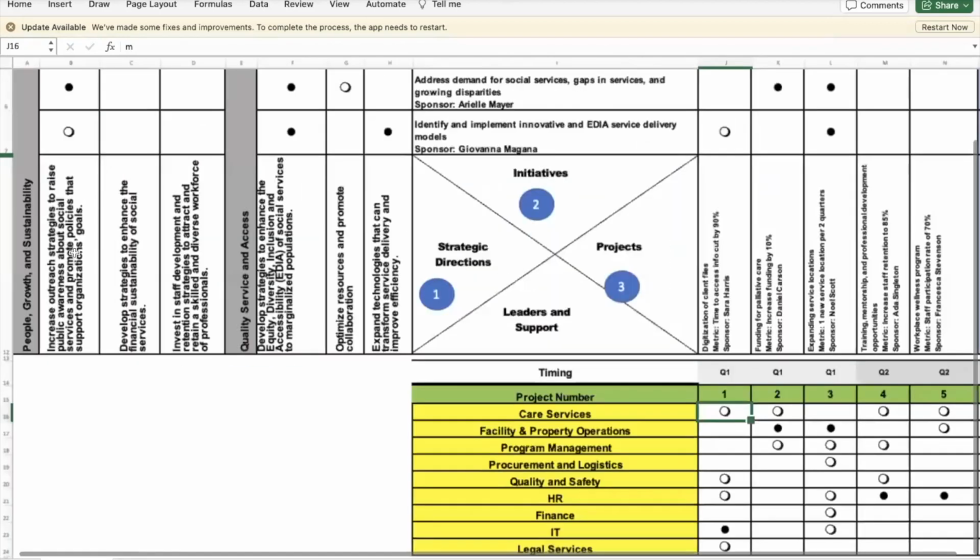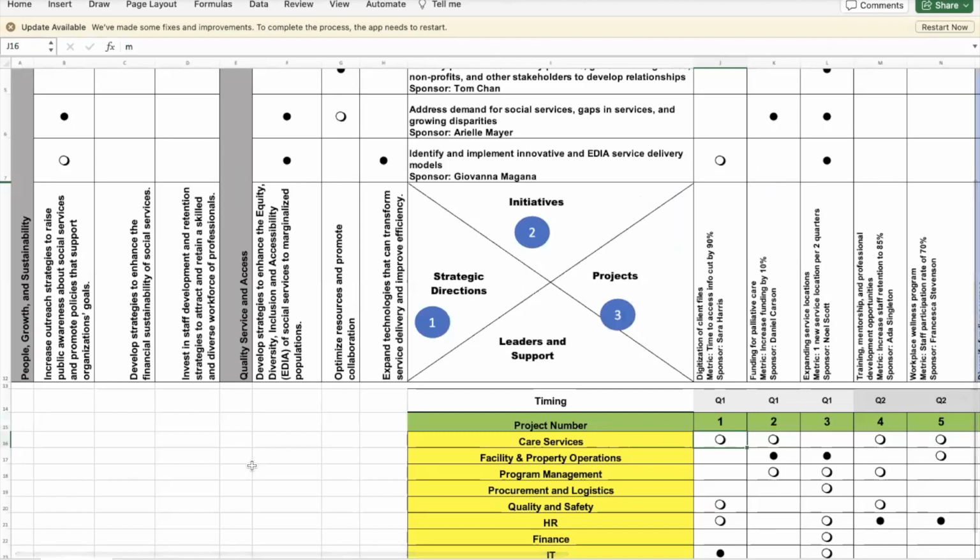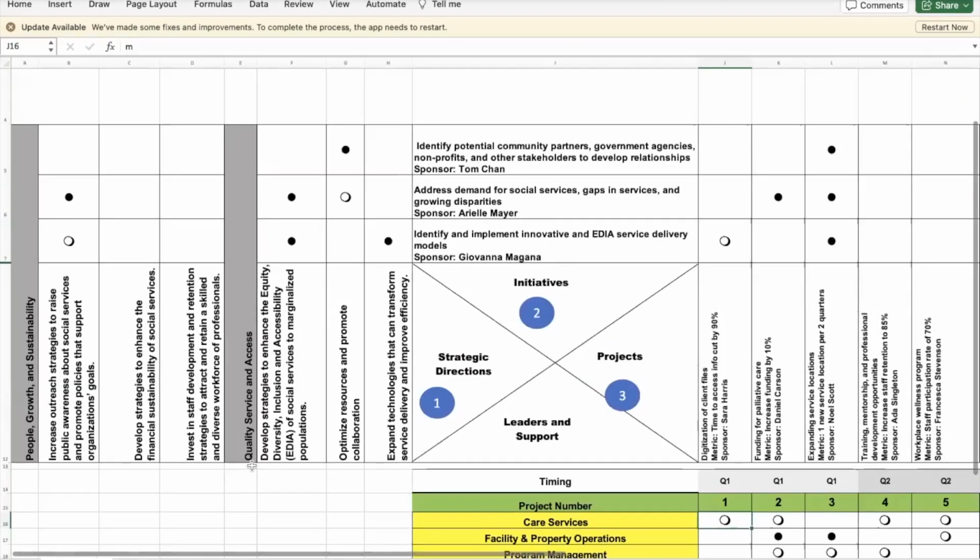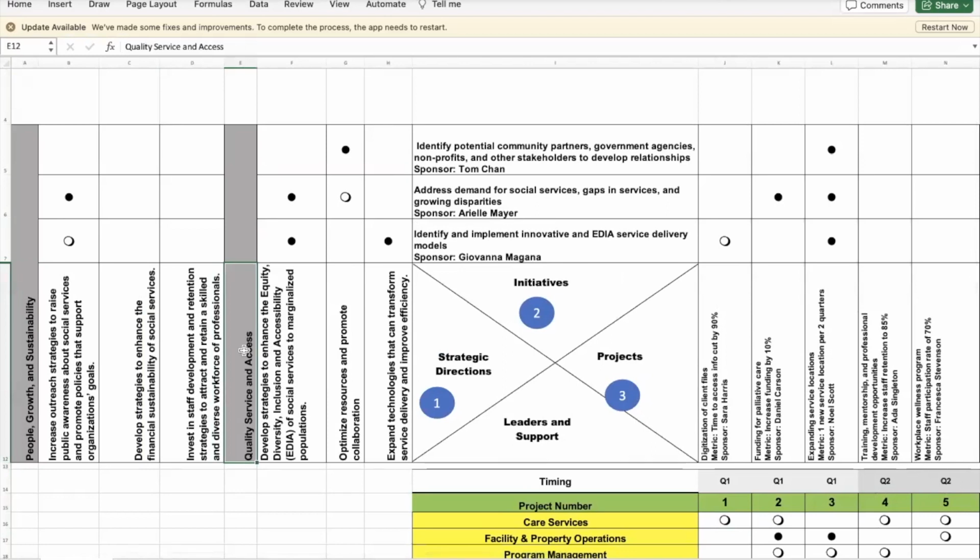You'll find them here. We decided to categorize all the strategic directions under two major themes, one being people, growth, and sustainability, and the other being quality, service, and access. If this is something that helps you organize your strategic directions, please feel free to do so.